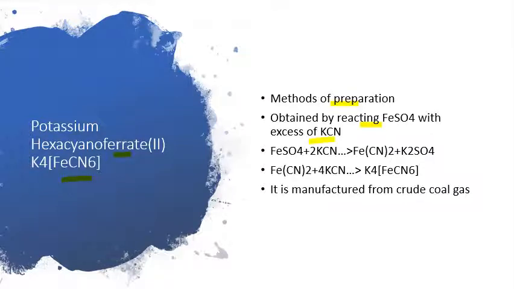In the first step, the reaction forms ferrocyanide, which again reacts with excess potassium cyanide to form potassium hexacyanoferrate. It is also manufactured from crude coal gas. So by these two methods, it is generally prepared.